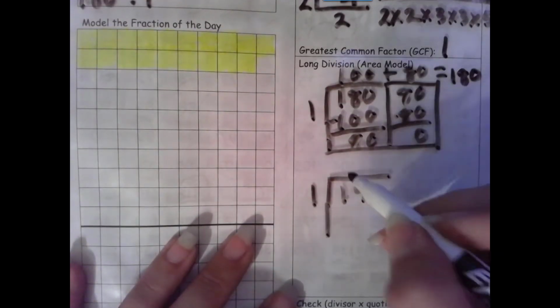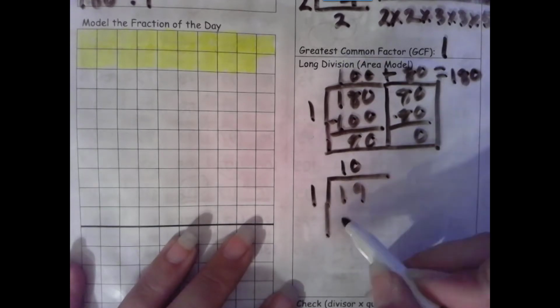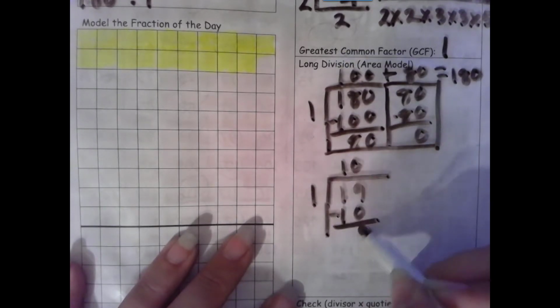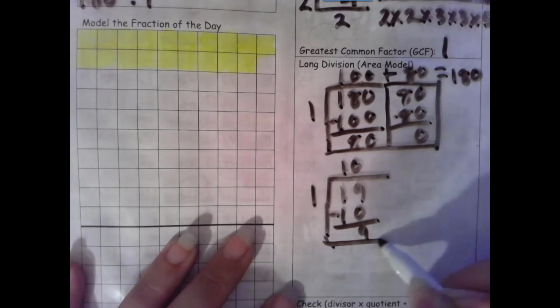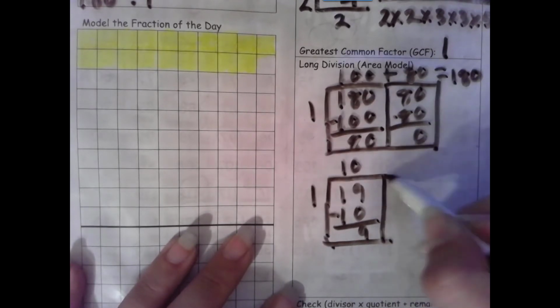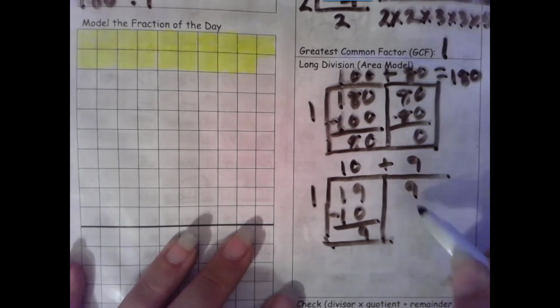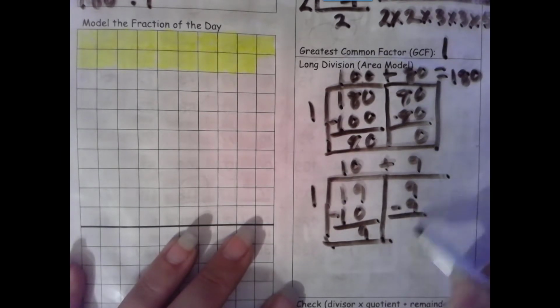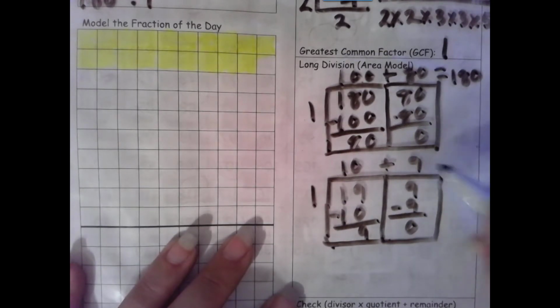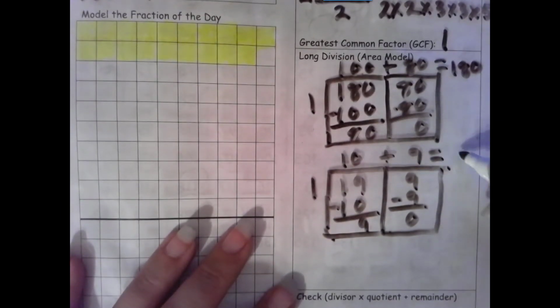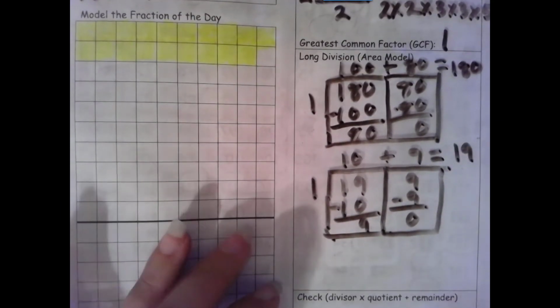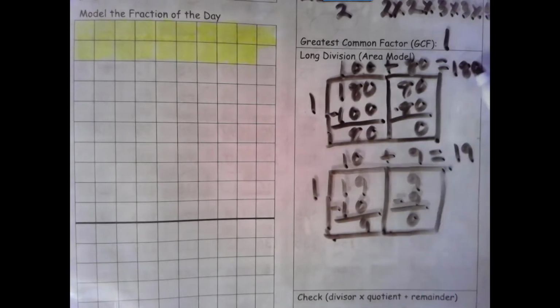Now let's do 19. 19 times 10 is 10. More on top, no need to stop. Bring the 9 up. 1 times 9 is 9. Number's the same, 0 is the game. Add our partial quotients, we get 19. Still need to check with our divisor times our quotient plus remainder. Divisor times quotient plus remainder.